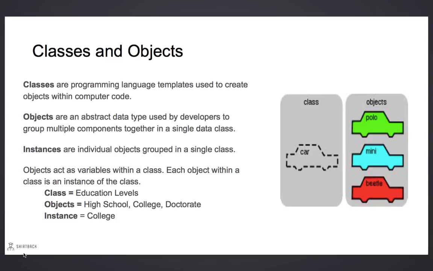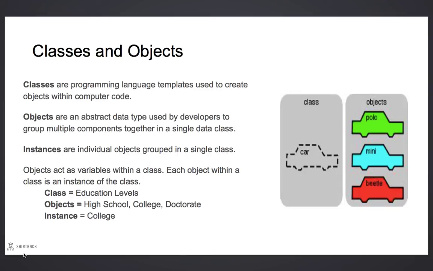Classes are programming language templates that we use to create objects within a computer code. Objects are an abstract data type used by developers to group multiple components together into a single class. Individual objects within a single class are called instances. Objects will act as variables within a class. Each object within the class is an instance of the class.